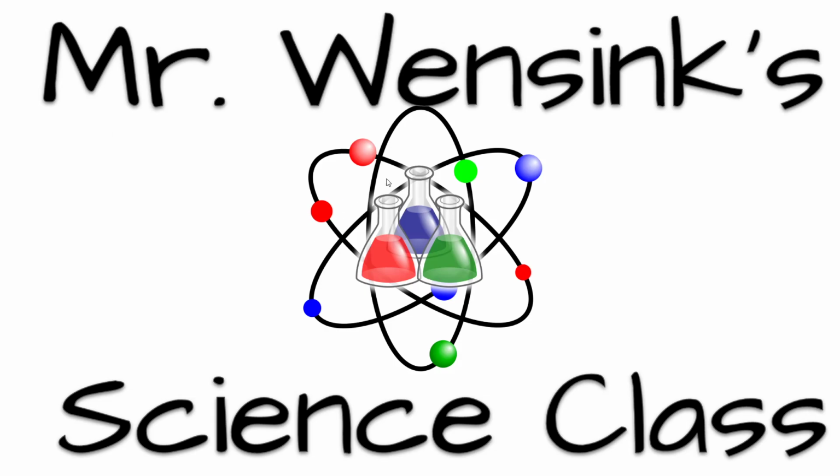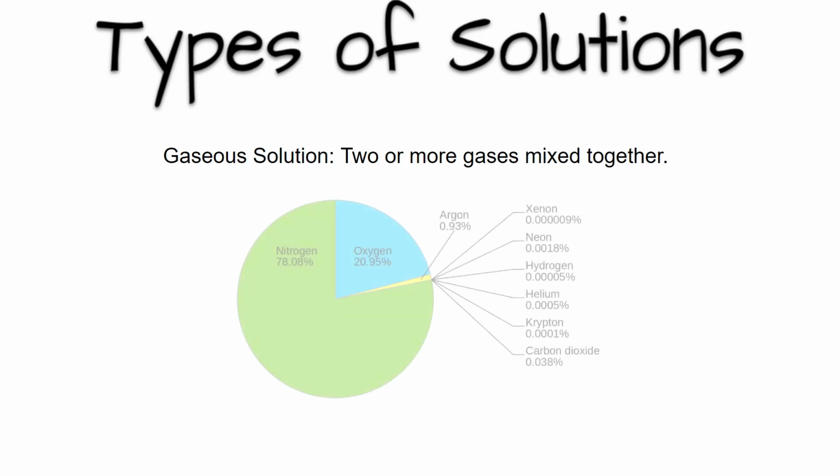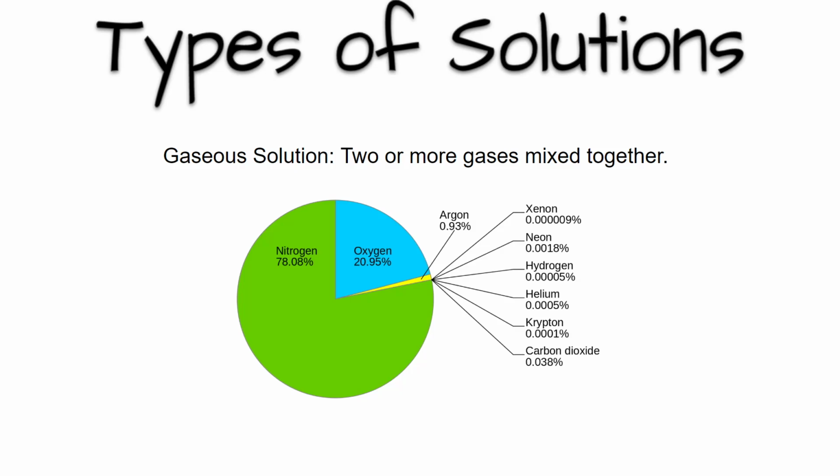Two or more gases can mix together to form what we call a gaseous solution. Even though mixtures of gases are not generally referred to as solutions, they have all the characteristics of solutions. Since the oxygen, nitrogen, argon, carbon dioxide, and other gases in the atmosphere are well mixed by the wind, the air that we breathe is a solution.